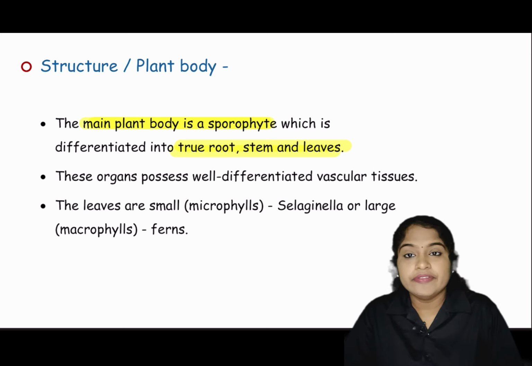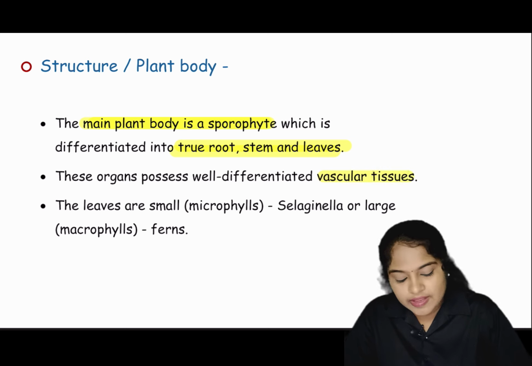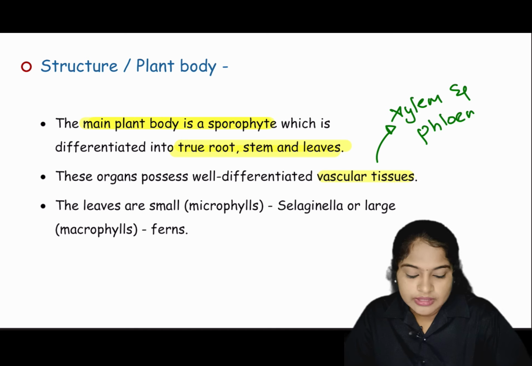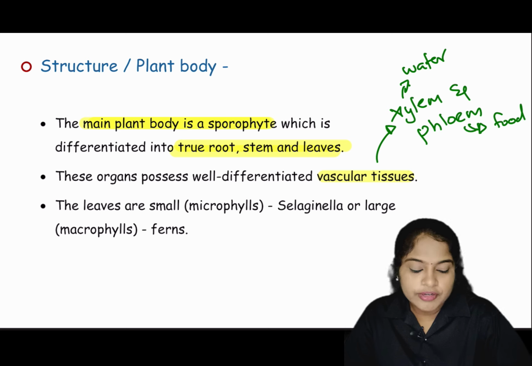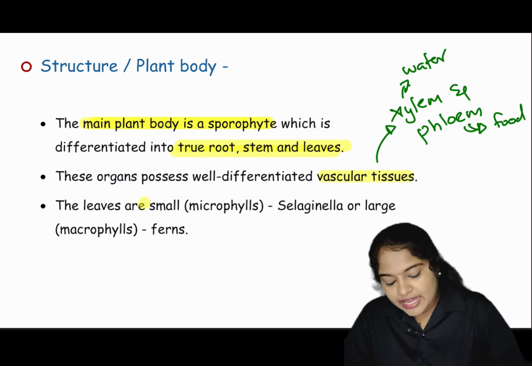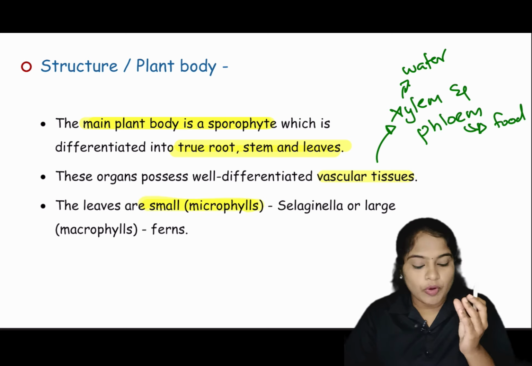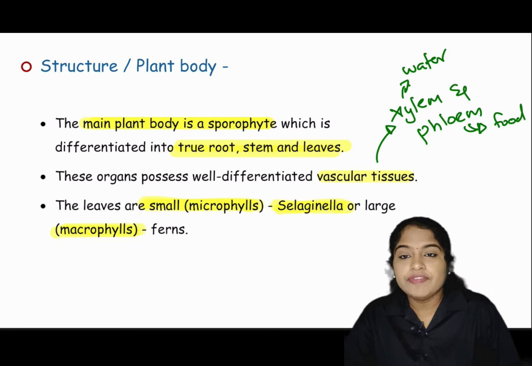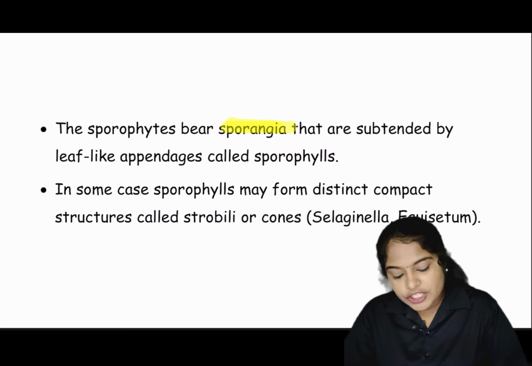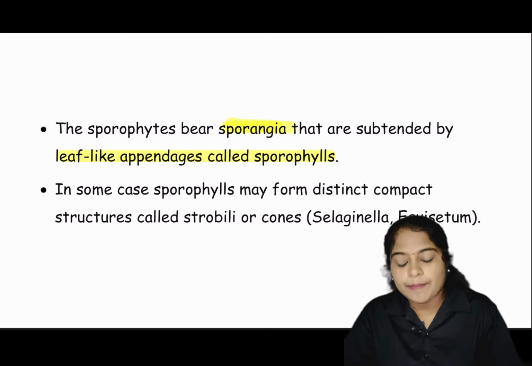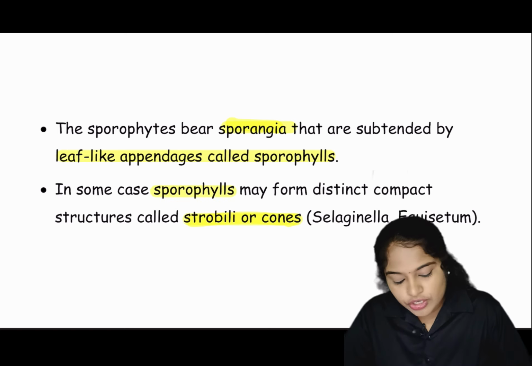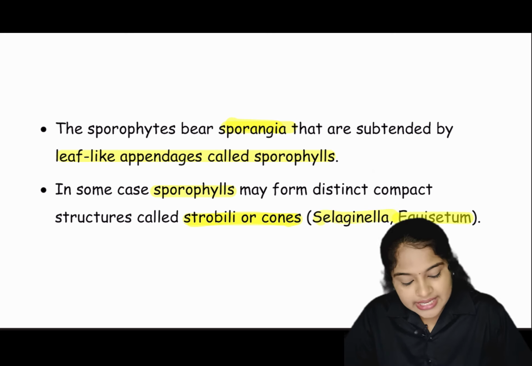These organs possess a well-differentiated vascular system, and this vascular system is nothing but the xylem and phloem. Xylem helps in the transport of water and phloem helps in the transport of food and minerals. Now the leaves are very small, that is microphyllous. Small leaves are present, for example, in Selaginella. Some have large leaves, that is macrophyllous, like ferns. The sporophytes bear sporangia that are subtended by leaf-like appendages called sporophylls. In some cases, the sporophylls form distinct compact structures called strobili or cones, like in Selaginella and Equisetum.